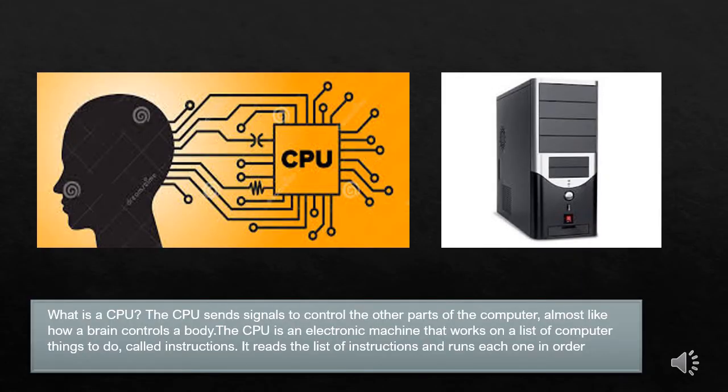What is a CPU? The CPU sends signals to control the other parts of the computer, almost like how a brain controls a body. The CPU is an electronic machine that works on a list of computer things to do called instructions. It reads the list of instructions and runs each one in order.